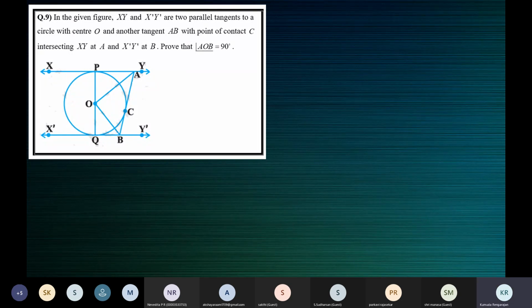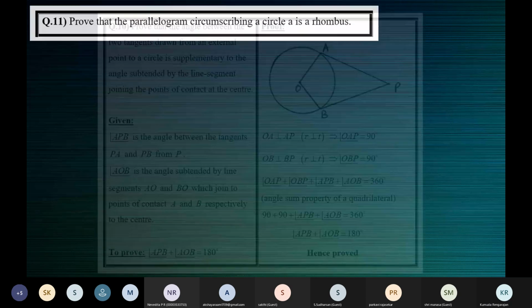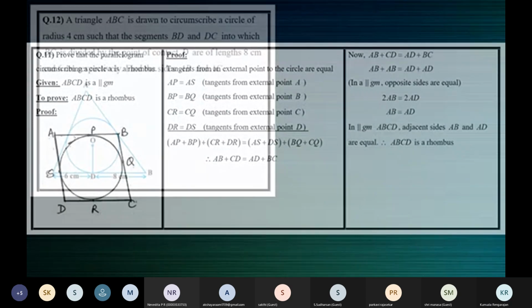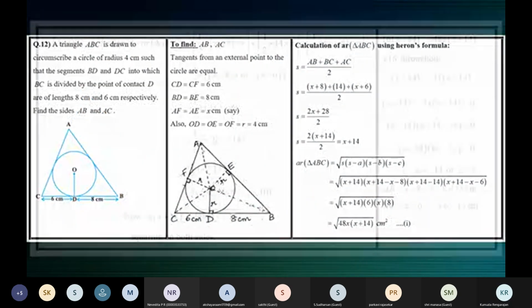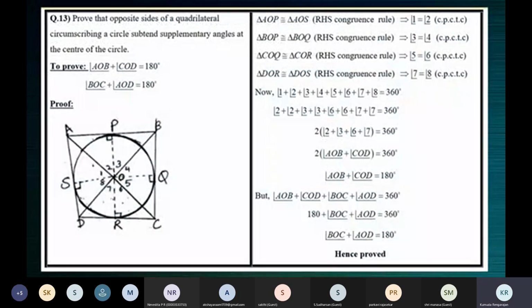Okay. We'll do this one and then the examples in this chapter. So here in the given figure, we are continuing with circles, children. We did these in the last class.